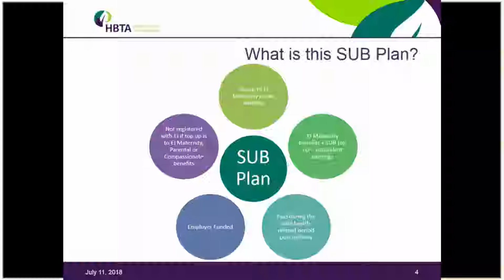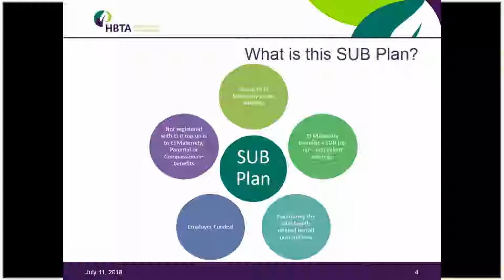So really the purpose of our subplan is to top up EI maternity benefits during an employee's valid health-related period post-delivery. The subplan provides a top-up to EI maternity benefits only in this case. There are other subplans that top up to other types of benefits, but this one does not. EI maternity benefits and subplan top-up must be equivalent to the earnings that a person would normally be entitled to if they were away for another medical reason.